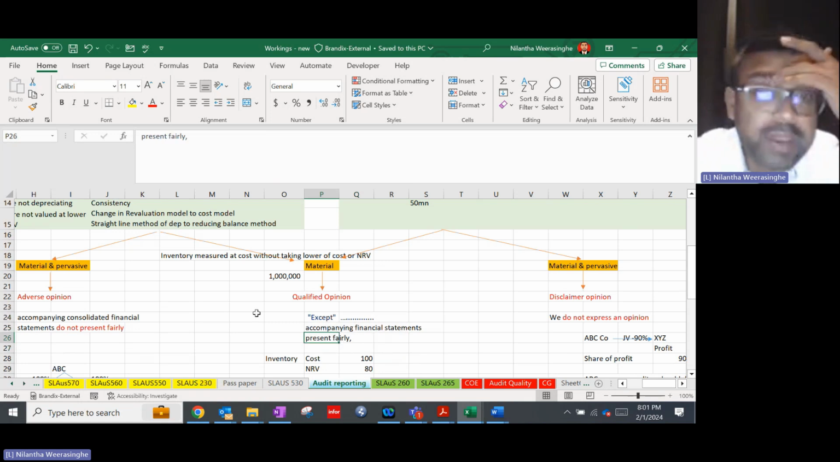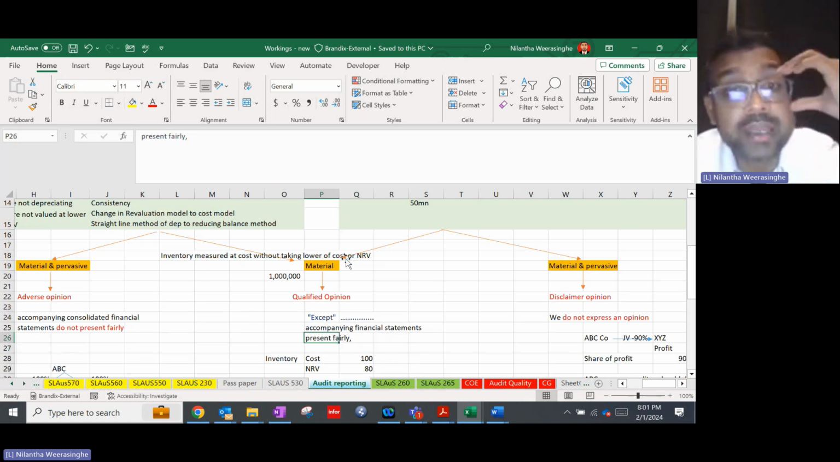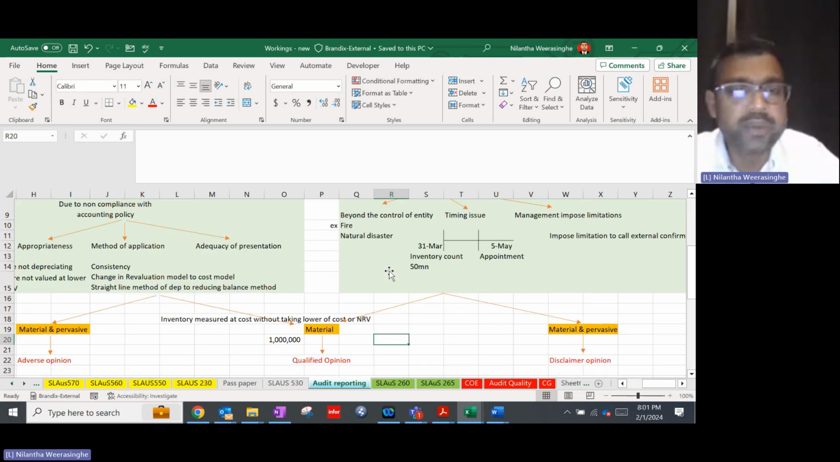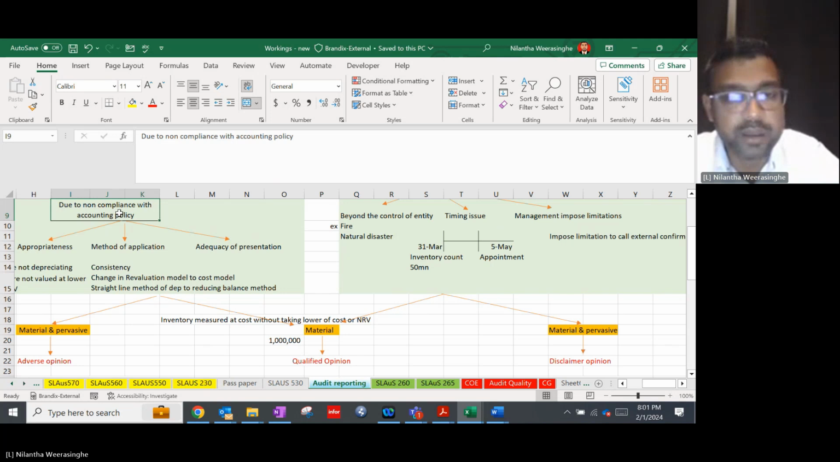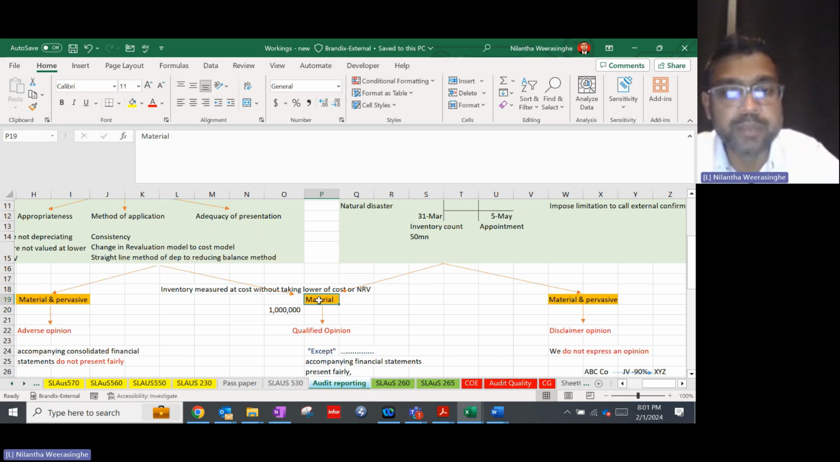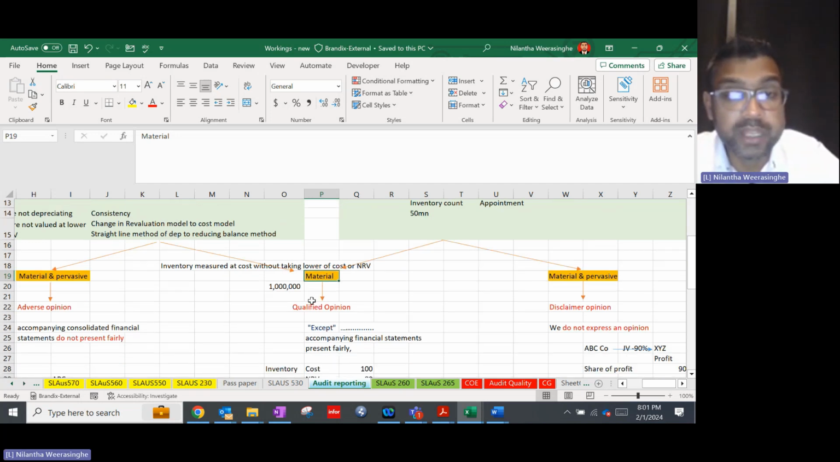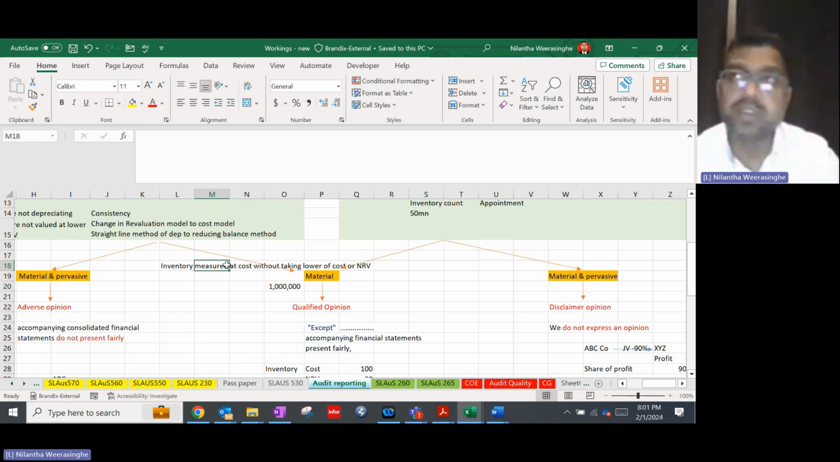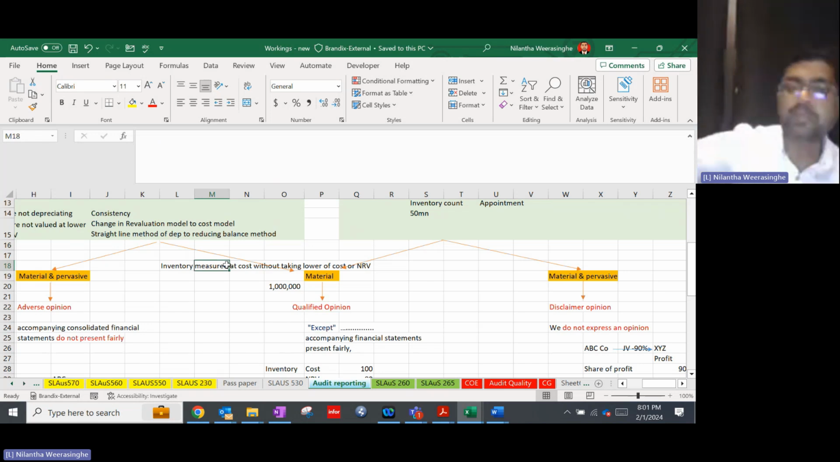Now let's say inventory is measured at cost without taking lower of cost to NRV. Standard wants you to take lower of cost to NRV. But you don't worry about standard requirement and you always go ahead with what? Cost, which is completely wrong. According to that, what is it? Non-compliance with accounting standard. According to your measurement, it is material. Then you give what? Qualified opinion. How do you deliver? Except for opinion. Except this inventory matter. I'm explaining you. Except for this inventory matter, the rest of the company financial statements are present fairly.